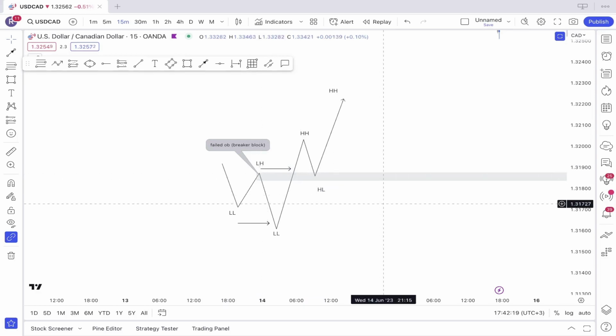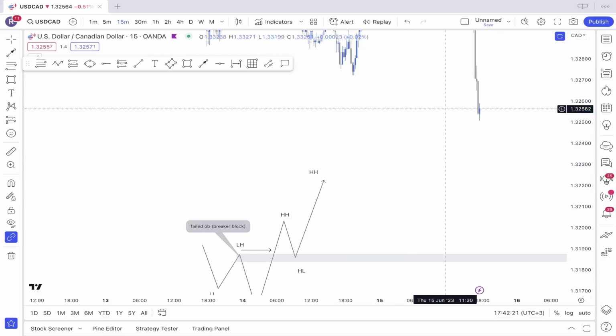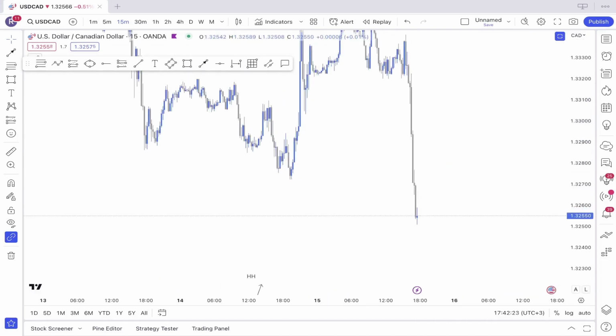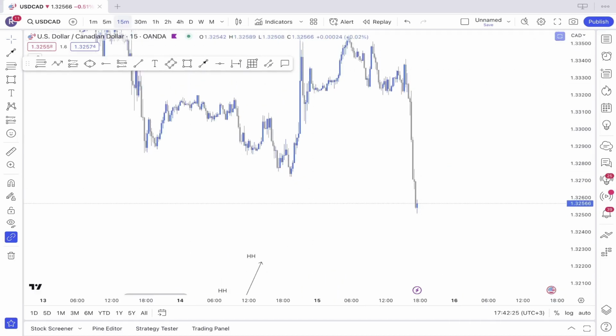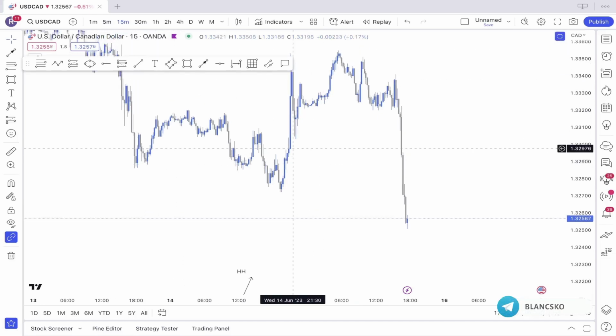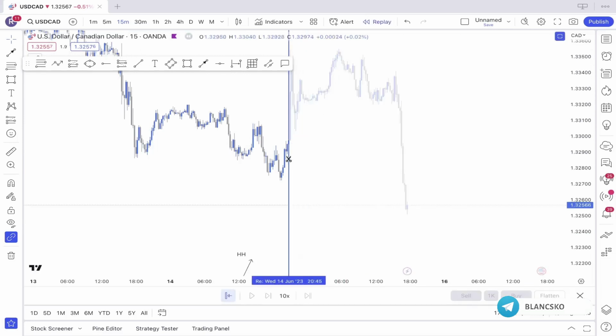Okay, and now let me quickly show you an example on USD CAD on the M15 time frame. Of course, you can identify breaker blocks on any time frame, but for this video, I'm just going to use the M15. So right here, this is recent price action. Okay, this is literally from yesterday. Let me use the bar replay real quick.